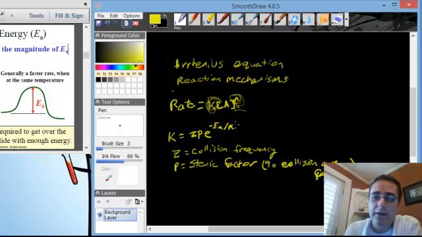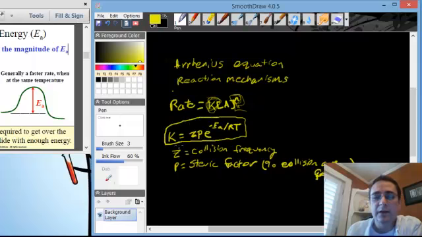And then temperature is here too, right? What is the temperature? So here it is. This is it, folks. This is the Arrhenius equation. It's just an expression of all the things that go into K, right?